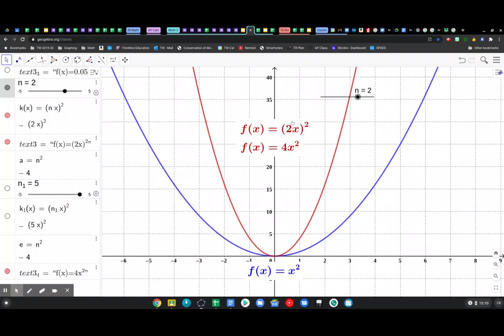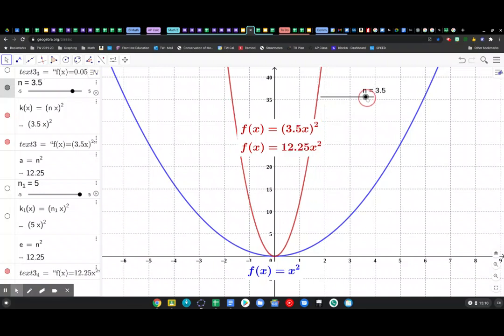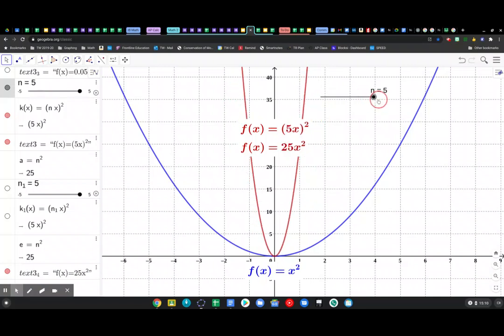In other words, since the number is a positive 2, we're actually squeezing it closer and closer to the y-axis. I can make it 3 and I squeeze it tighter. Make it 4 and I squeeze it tighter, and 5, all the way up to 5, squeeze it tighter. That's like a vertical stretch. It's stretching it vertically by 25.